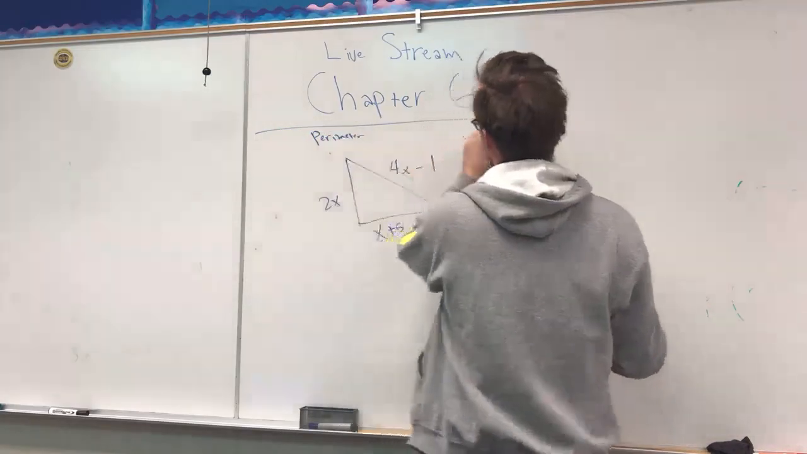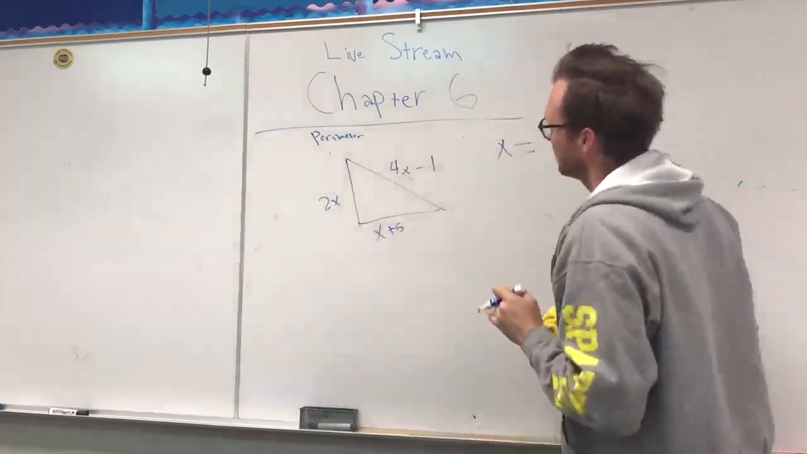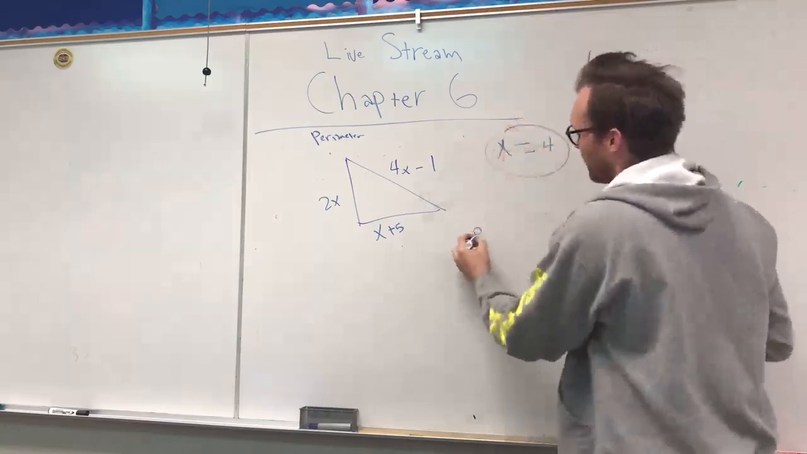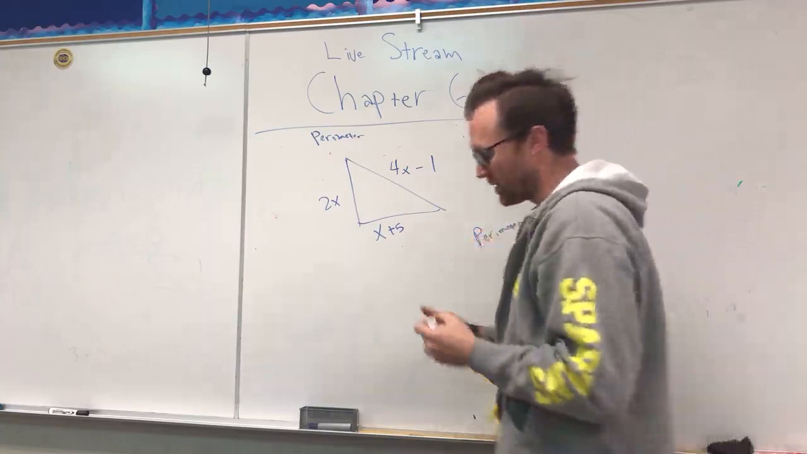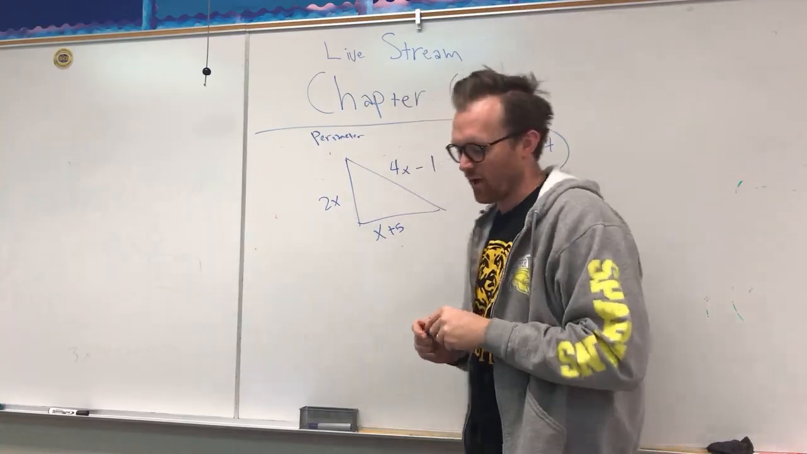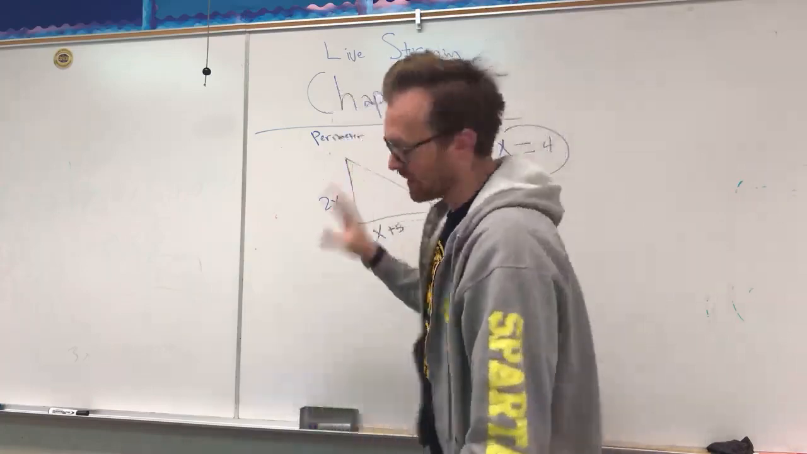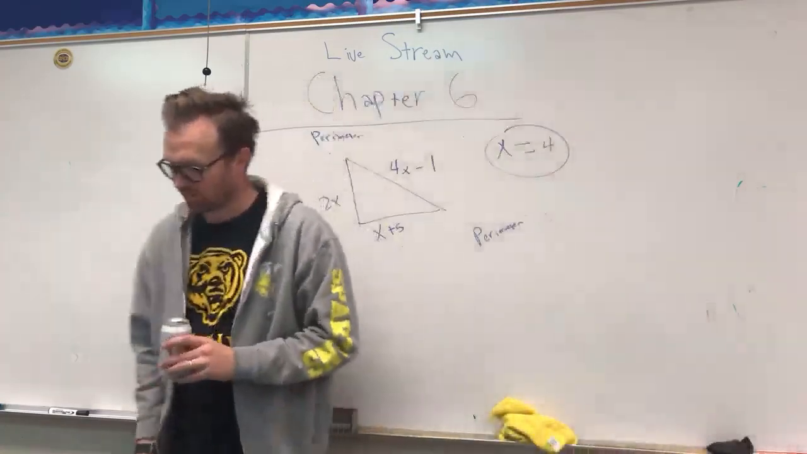If x equals 4, find the perimeter and put it in the comments when you're done, but don't look at the comments if you haven't gotten the answer yet. Don't cheat. Don't sneak a peek. Just find the perimeter, put it in the comments. Don't look at anyone else's answer because they might be wrong.